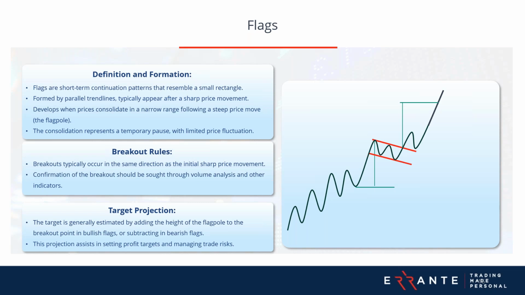Flags develop during strong trends where, after a significant price movement, the market enters a consolidation phase, and this phase is marked by limited price fluctuation within a narrow range, resembling a flag on a flagpole. So the consolidation is a period of rest in the markets following the intense volatility that creates the flagpole.